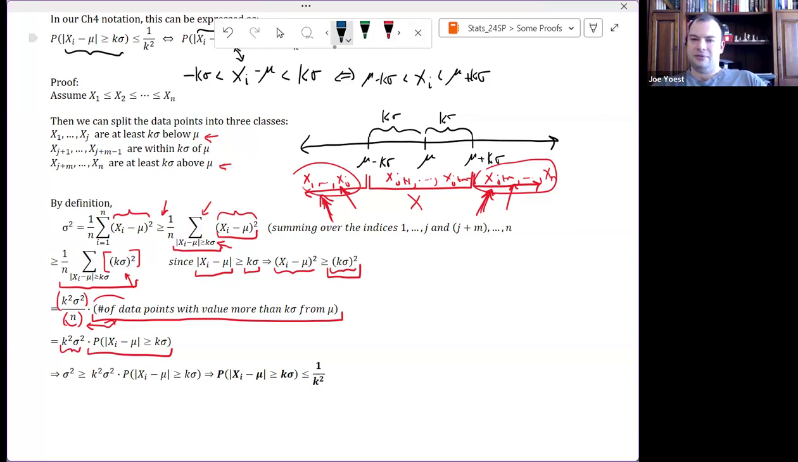So what do we have if we zoom back out? We have that sigma squared is bigger than or equal to, note that all of these inequalities point the same direction, very important, sigma squared is bigger than or equal to all of this stuff here. So that's what I've summarized here.